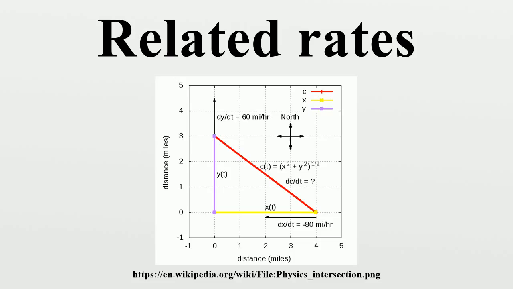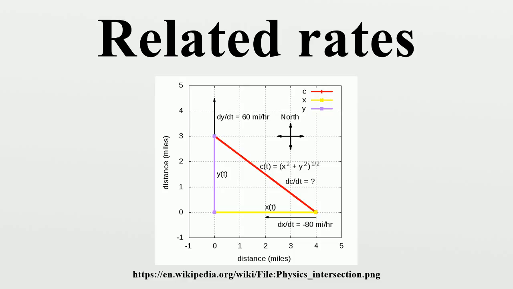For example, one can consider the kinematics problem where one vehicle is heading west toward an intersection at 80 miles per hour while another is heading north, away from the intersection at 60 miles per hour. One can ask whether the vehicles are getting closer or further apart and at what rate at the moment when the northbound vehicle is 3 miles north of the intersection and the westbound vehicle is 4 miles east of the intersection. Big idea. Use chain rule to compute rate of change of distance between two vehicles.